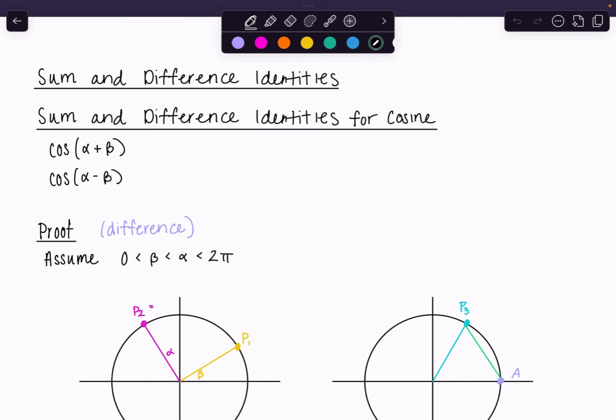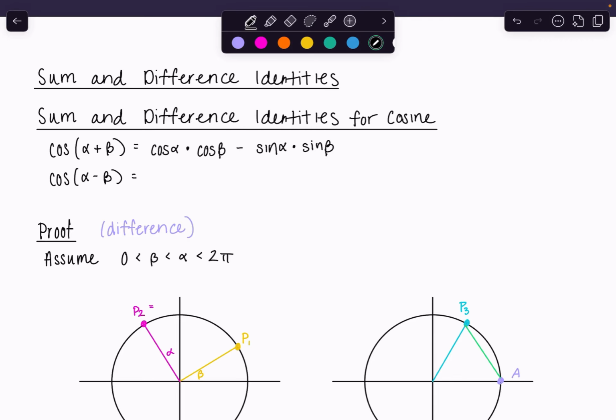So if I'm taking cosine of alpha plus beta, and also if I'm taking cosine of alpha minus beta, you're going to see these are very similar to each other, but the signs are different, okay? So cosine of alpha plus beta is we're going to take cosine of alpha, multiply it by cosine of beta, and then we're going to subtract sine of alpha times sine of beta, okay? So this is the sum of two angles for cosine.